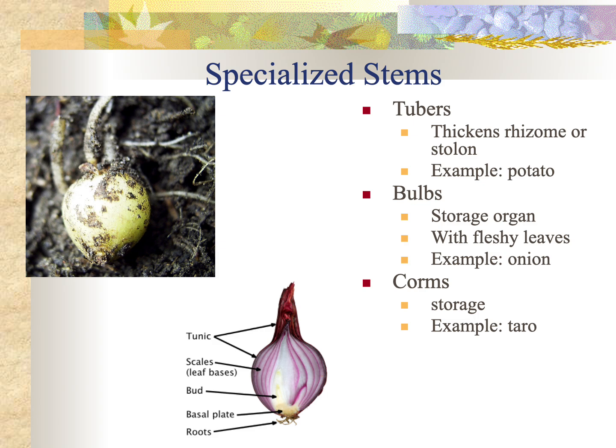Tubers are thickened rhizomes or stolons. Potatoes are that way. Bulbs are, again, a swollen storage organ with fleshy leaves surrounding a bud. Onion's a good example of that. Those are the leaves, and there's a bud inside there. Another example are corms, another storage organ that's below the ground. Taro is an important example.